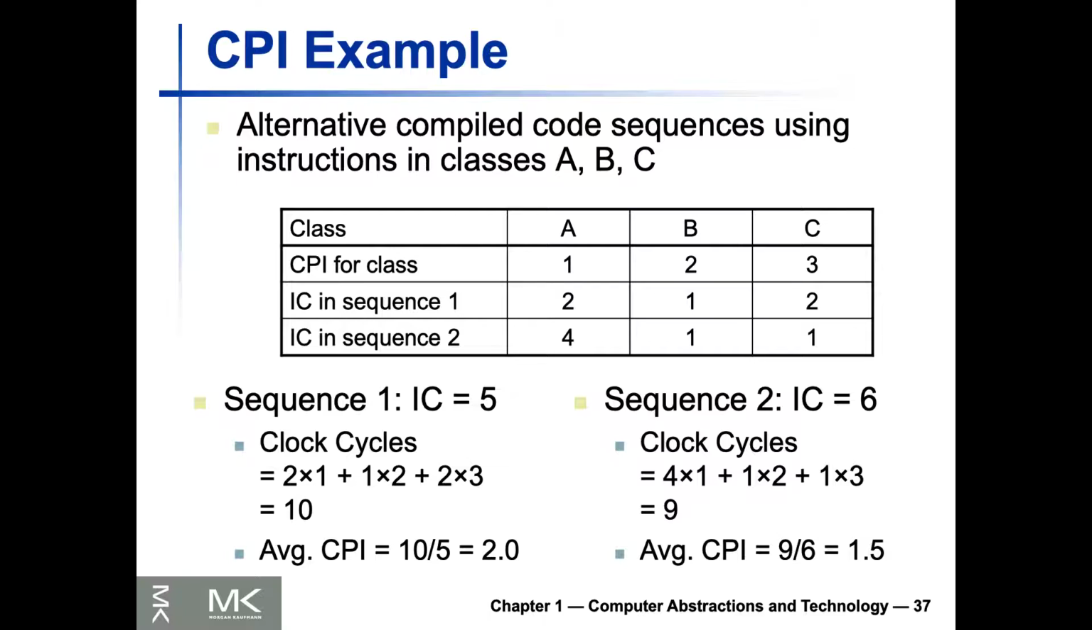On sequence number 2, a different compiler, for instance, it would be 4 multiply 1, 1 multiply 2, and 1 multiply 3. So the answer was 9, and then the average CPI is 9 divided by 6, which is 1.5. Okay? You see that when we weight them, depending on the amount of cycles each task takes, we have different output now, right?